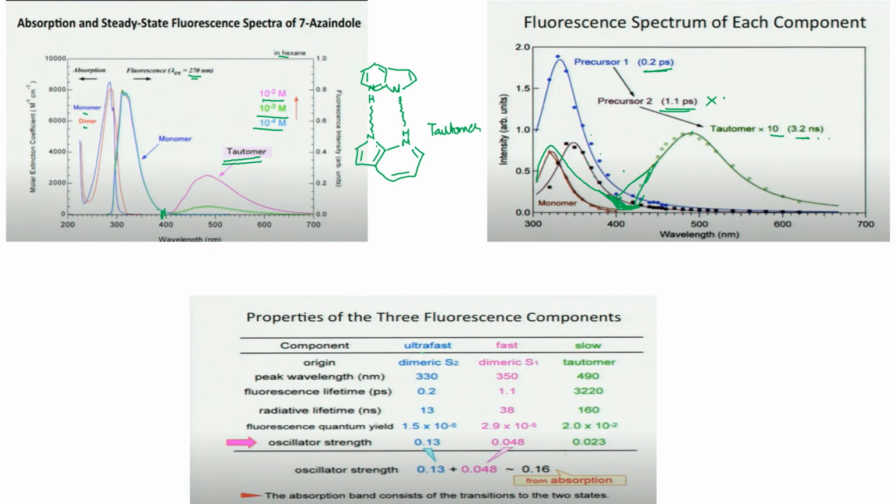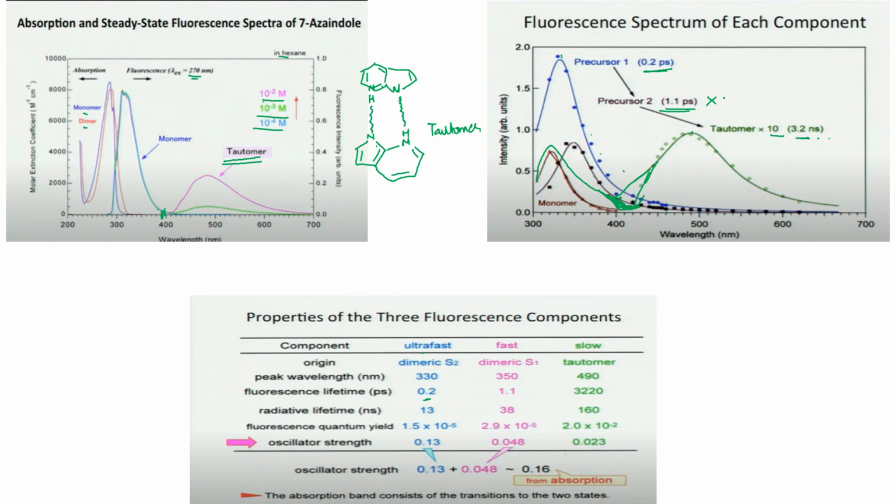When they compare the fluorescence of each of these components, they show that first is the ultrafast component, that is the dimeric state, or that has two states. First is the ultrafast state, which has 0.2 picoseconds of fluorescence lifetime and a radiative lifetime of 13 nanoseconds. But in this whole lifetime, there is a radiative as well as a non-radiative process involved, and because of this faster non-radiative decay, you observe that the fluorescence lifetime has decreased to the picoseconds range. The second is a fast one. It has peak wavelength at 350 nanometer.